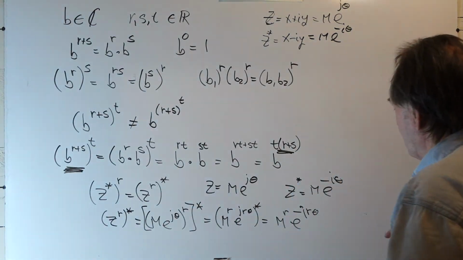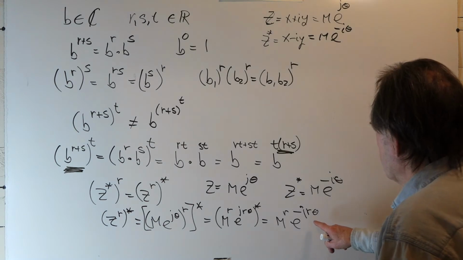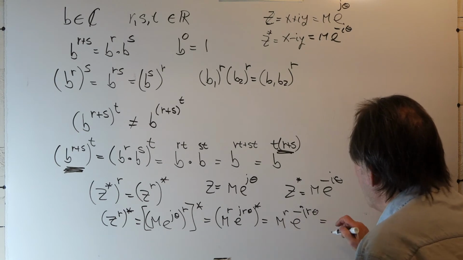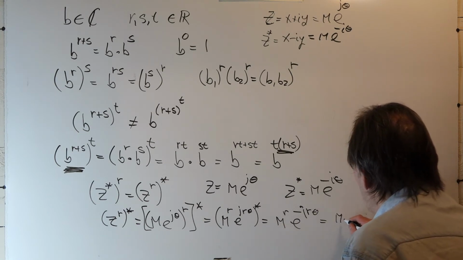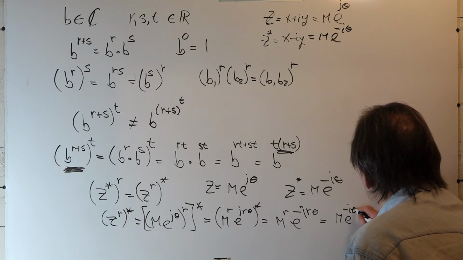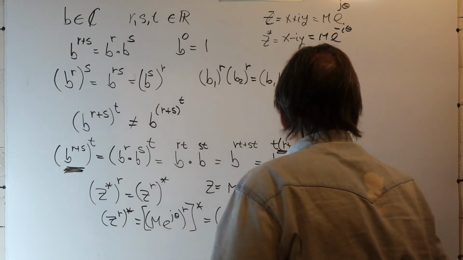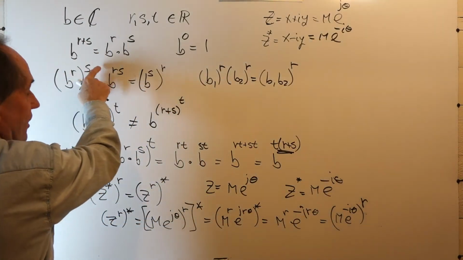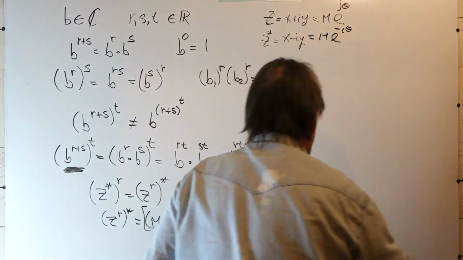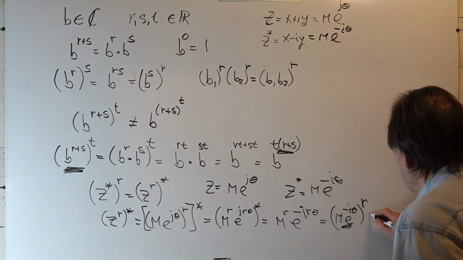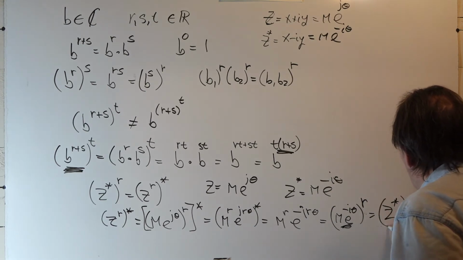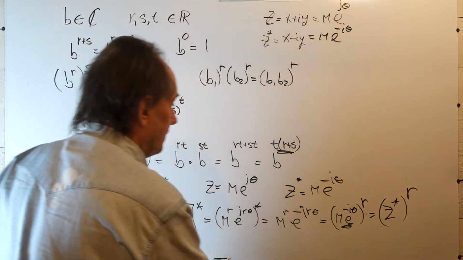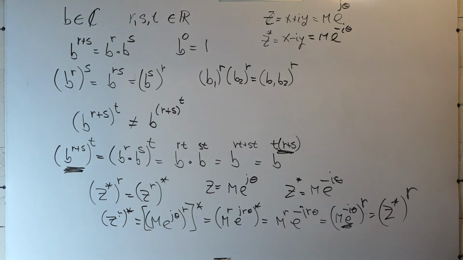Now, what we can do here is factor out the r, pull the r out. We can write this as m e to the minus I theta to the r power, because remember, we distribute through with the exponentiation. Well, this is the conjugate of z. So this is z conjugate raised to the r power. We started with z to the r conjugated, and we end up with z conjugate taken to the power r.